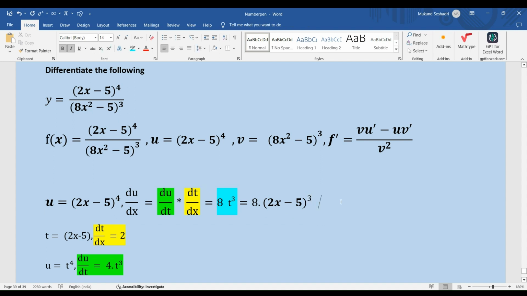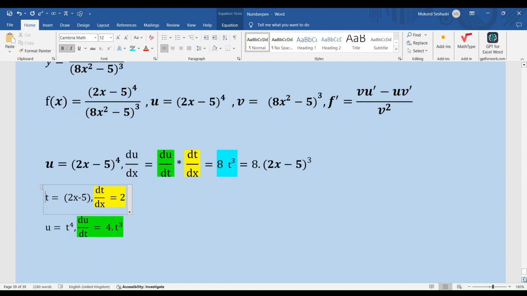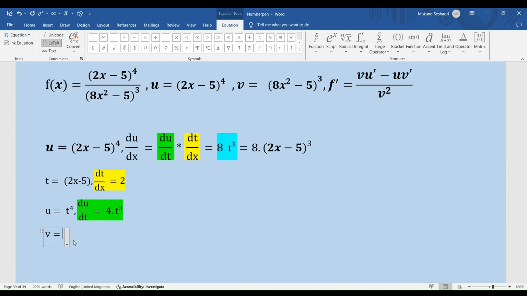And then now that I have my u dashed, right? Now I'll have to go about and calculate what is my v dashed, right? So let's move down and let's calculate our v dashed, right? My v equals (8x square minus 5) the whole cube, right? So let me do that. And so what is my dv by dx? My dv by dx is nothing but v dashed, right?